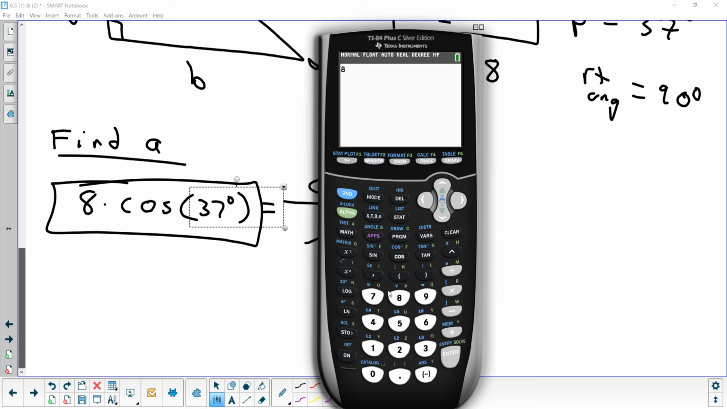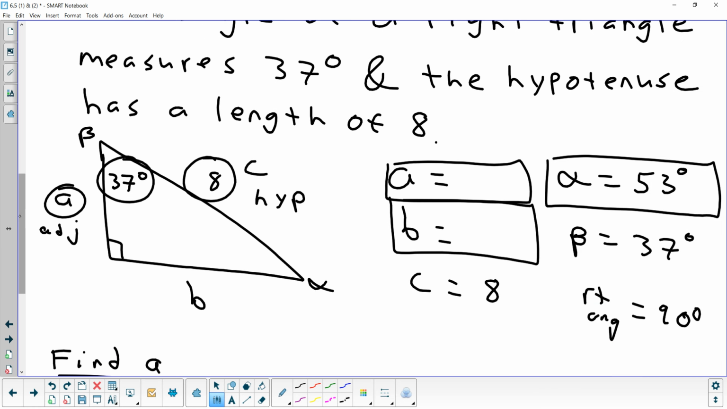All the problems in the homework and on the test that have these kind of directions will be in degrees. I'm not saying there won't be radians or other things, but these will be degrees. All right, so 8 cosine 37, and let's round that to 3, 6.389. So that's A.